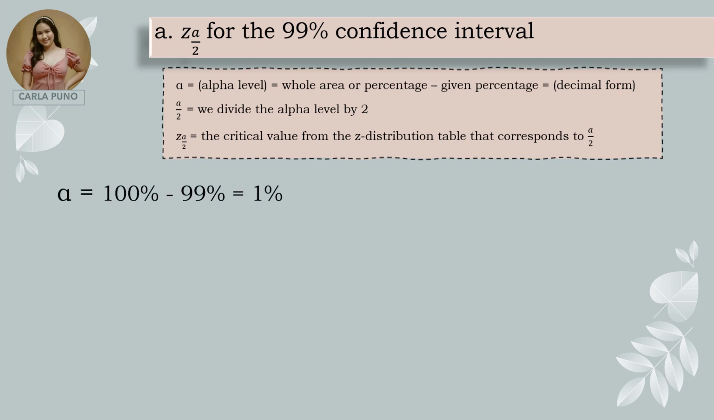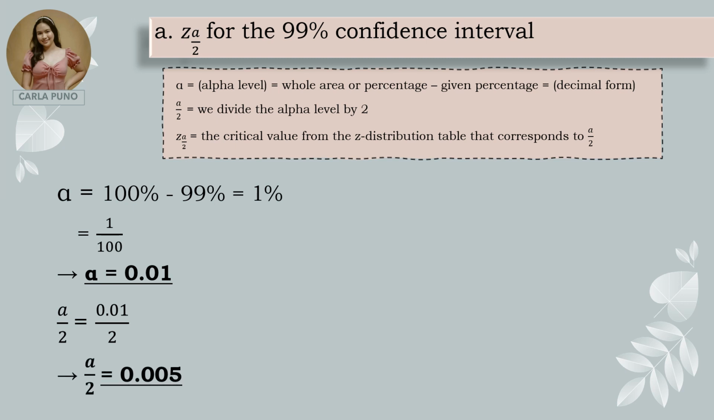We have alpha equals 100% minus 99%, which is the given, and we subtract. Now we have 1%, and we divide it by 100. Now we have alpha equals 0.01, and we divide it by 2. Now we have 0.005. This is our alpha divided by 2.